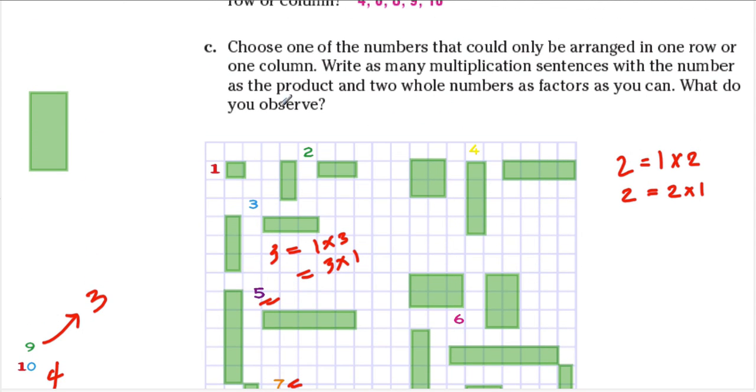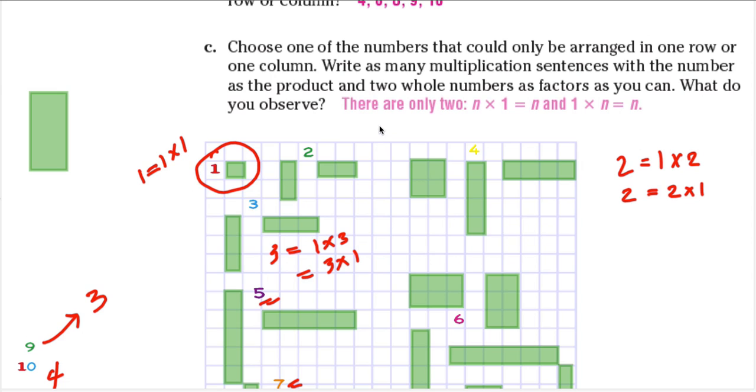below 10, okay? And if you notice, we did not do 1. Why? Because 1 can only be done as 1 times 1, okay? What is the rule then? The rule is, okay, there are only two ways, n times 1 equals n, and 1 times n, where n represents the number. Okay, so knowing what we know in creating these little rectangles, we can learn the concept.